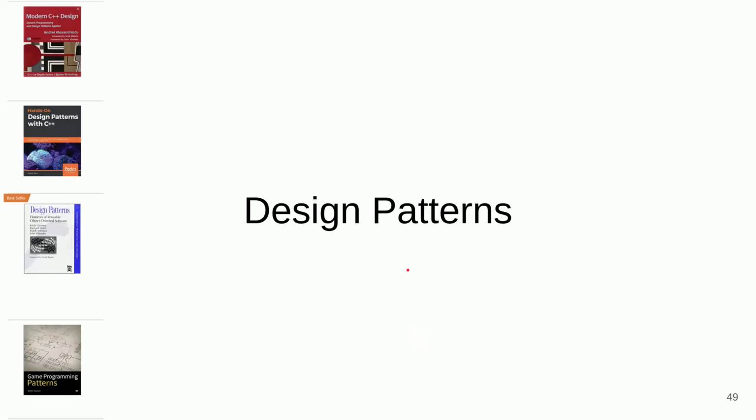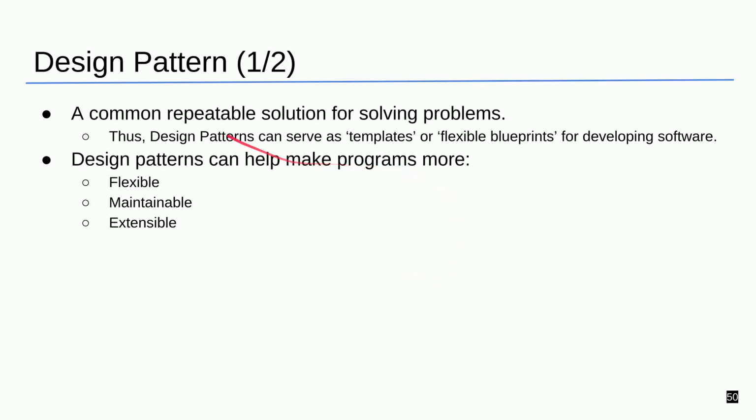Okay, so design patterns. What's a design pattern? It's a common repeatable solution for solving a problem. There are templates, or I like thinking of them as flexible blueprints for developing software, meaning they're things that have worked in the past. They're tested, they're known solutions. They're not guarantees or things that we can just plug and play, but they're good blueprints for solving common problems in software. And design patterns themselves can make programs more flexible, maintainable, or extensible.